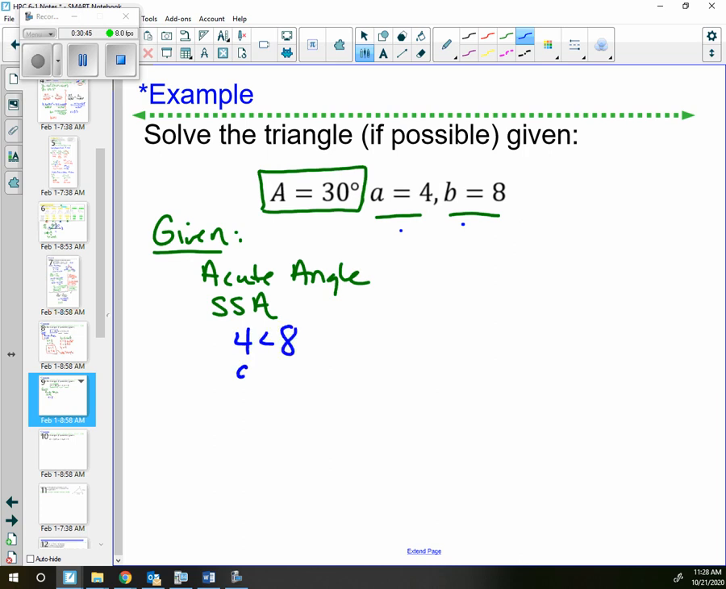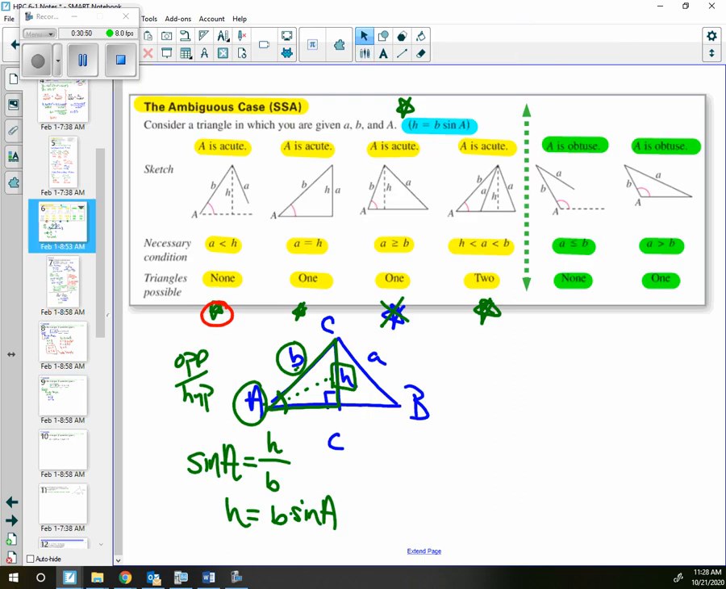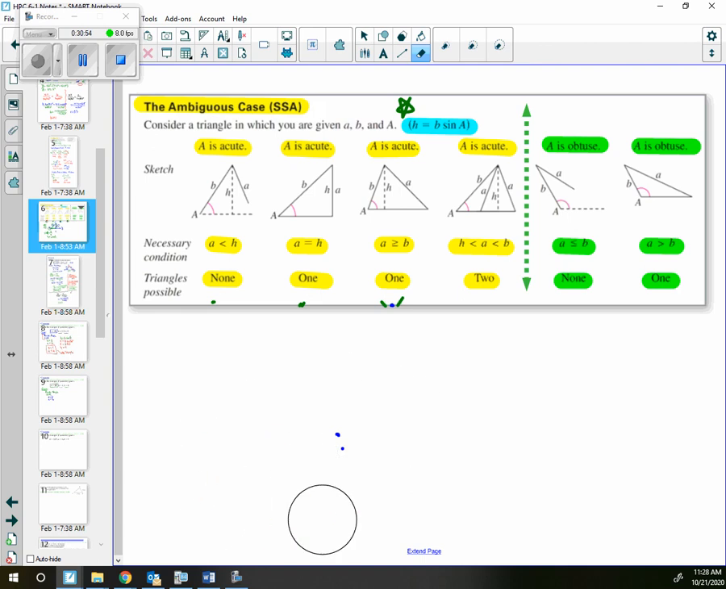So that means the A is less than the B, which means if I go back to my pictures here, if the A is less than the B, I've got either this situation, or this situation. I am eliminating where it's greater. All right, so then I have to calculate my height. So let's go ahead and do that.